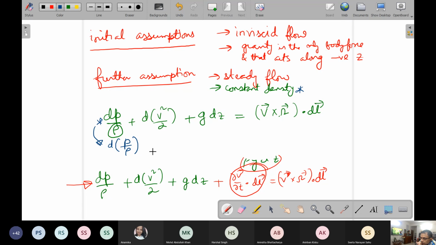I will ask for an answer to this question in a subsequent class. But my question that I am putting forward is this: d of dp by rho is equal to d of p by rho. One clear case that we have considered is density equal to constant. But even if density is variable, not in all cases, but for certain cases of variable density, can we consider that?